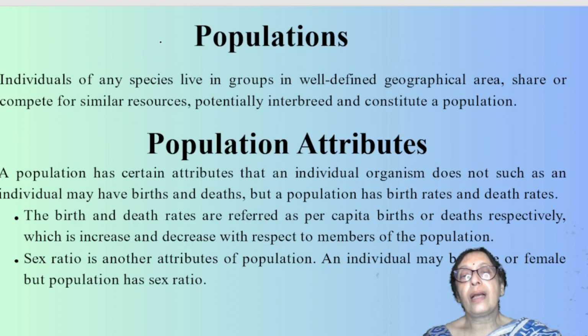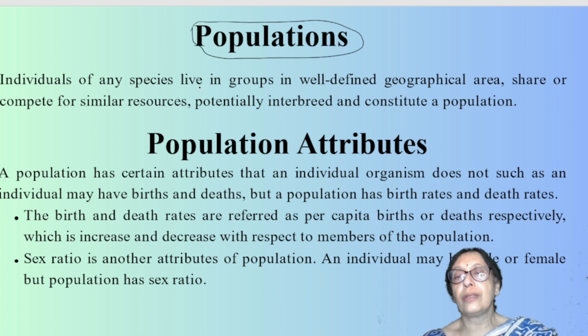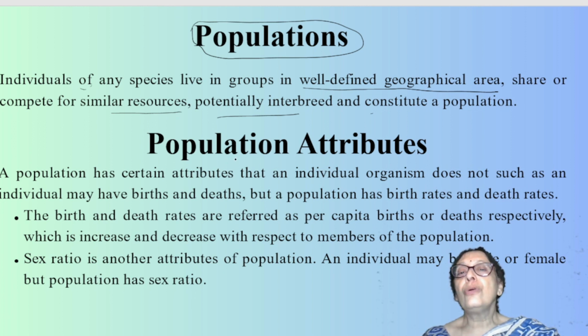Now we are going to discuss the next hierarchy of organisms, that is population. So what is population? Population is the group of individuals of any species living in a well-defined geographical area at a point of time, which share or compete for similar resources. They can potentially interbreed and constitute a population. So, to understand population, there are several attributes which we must learn.